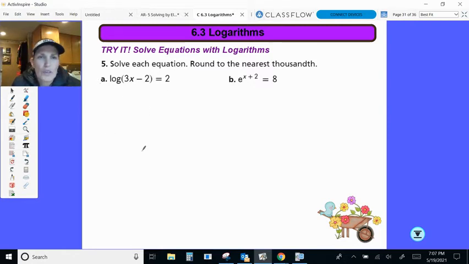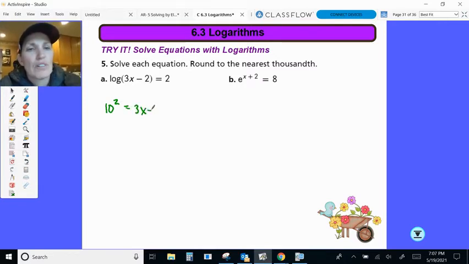Okay, so we have a logarithm here, a common log. So we're going to write this as base 10 to the 2nd power. That's my exponent, equals 3x minus 2. So that's 100 equals 3x minus 2. I'm going to add 2 to both sides now to just solve for this.